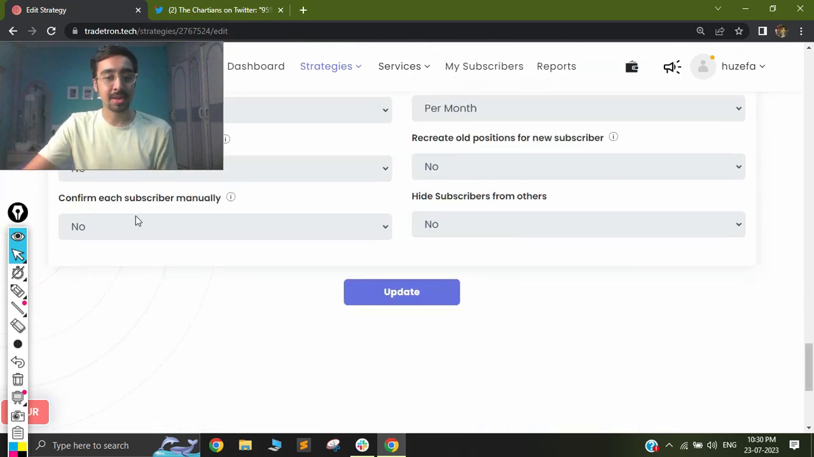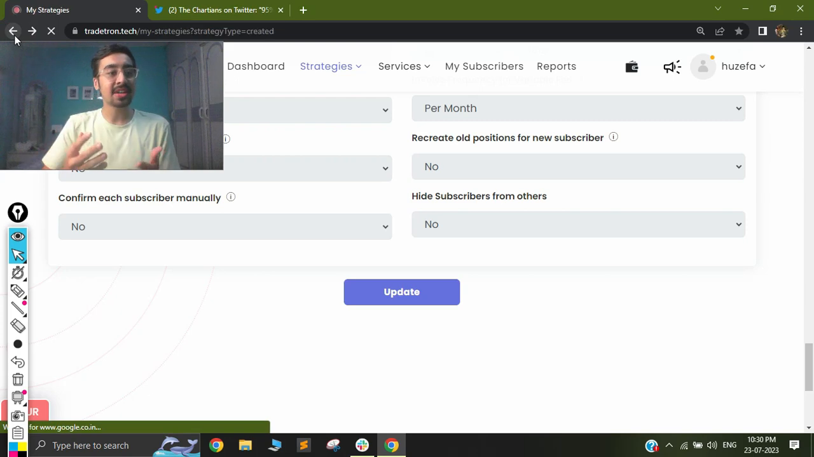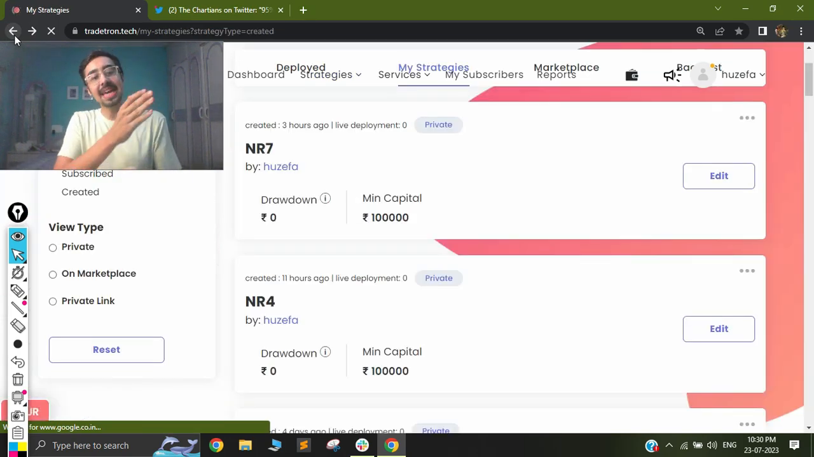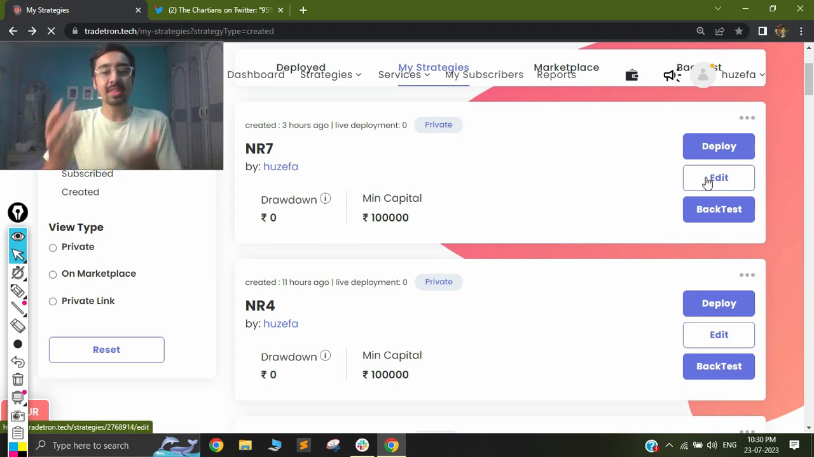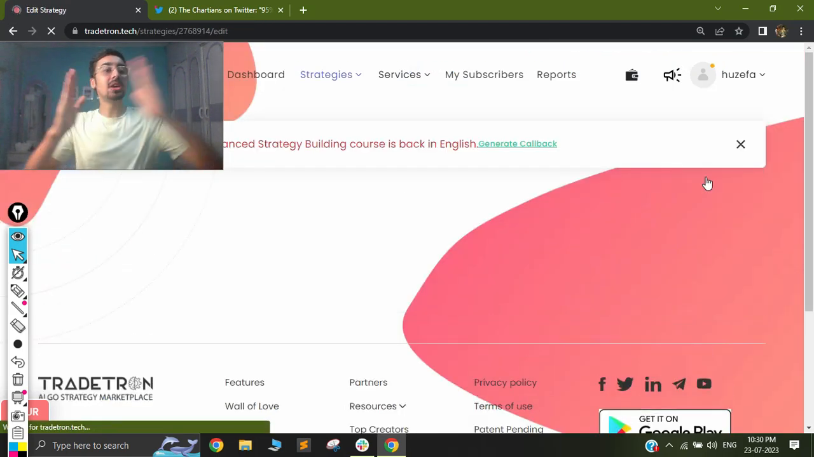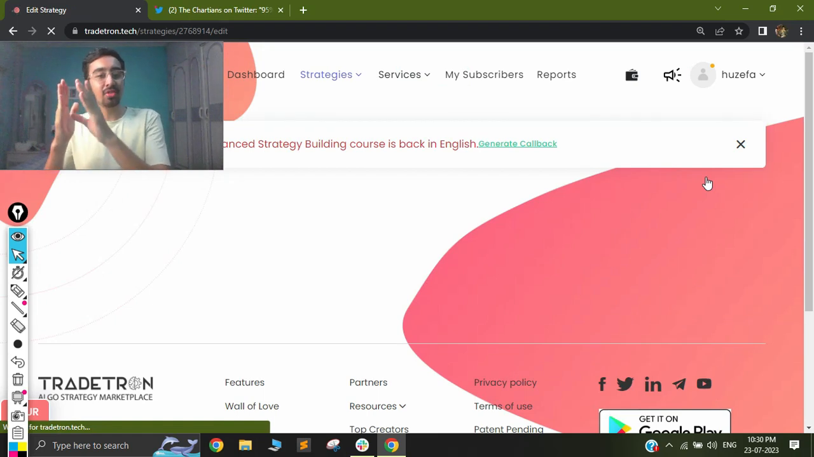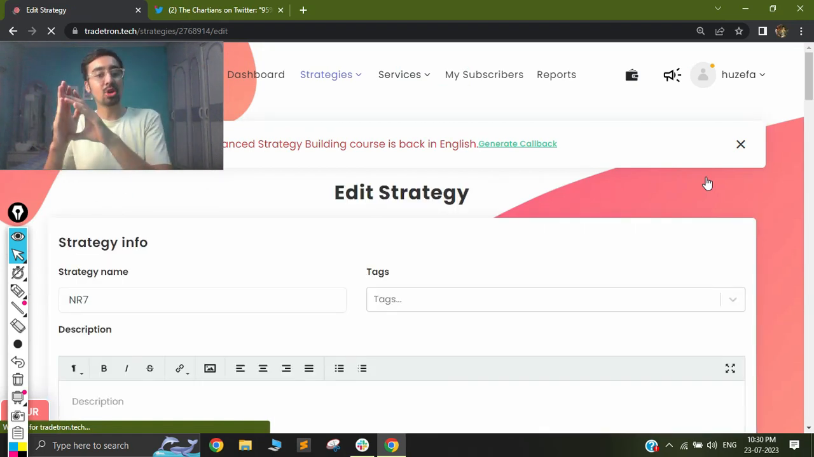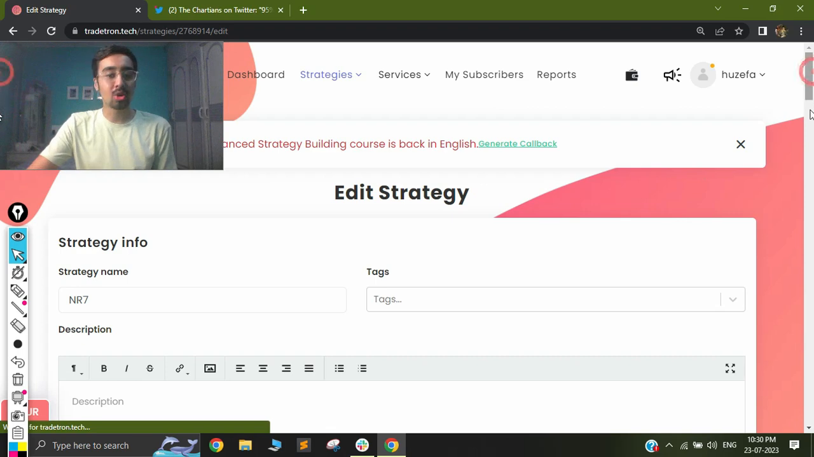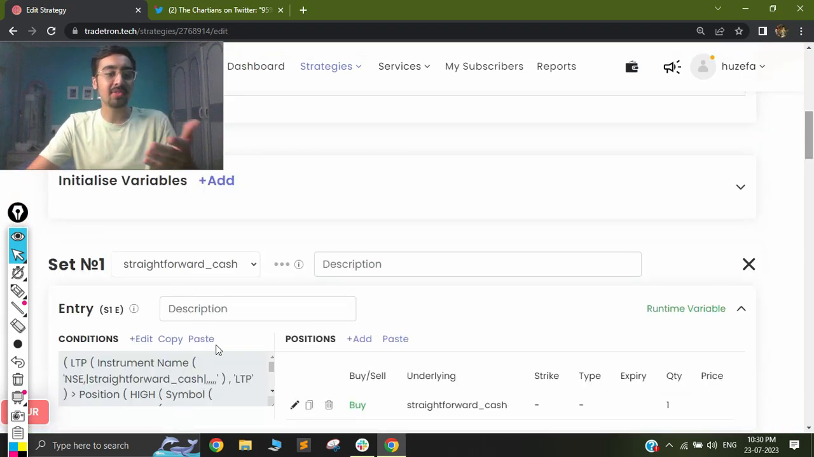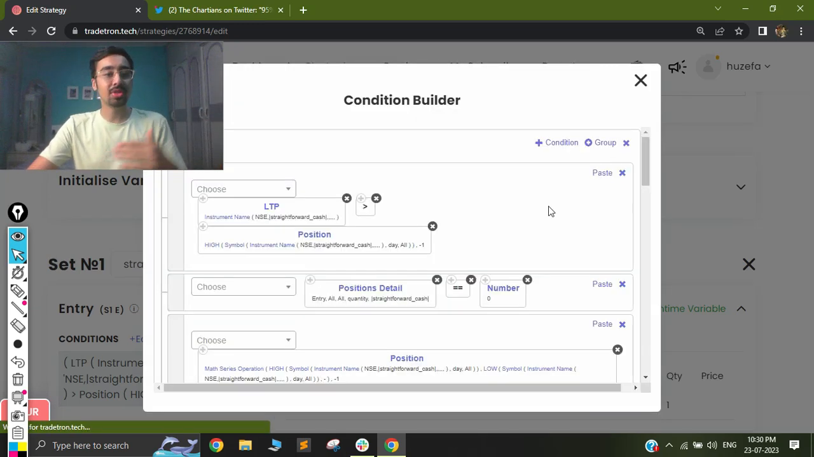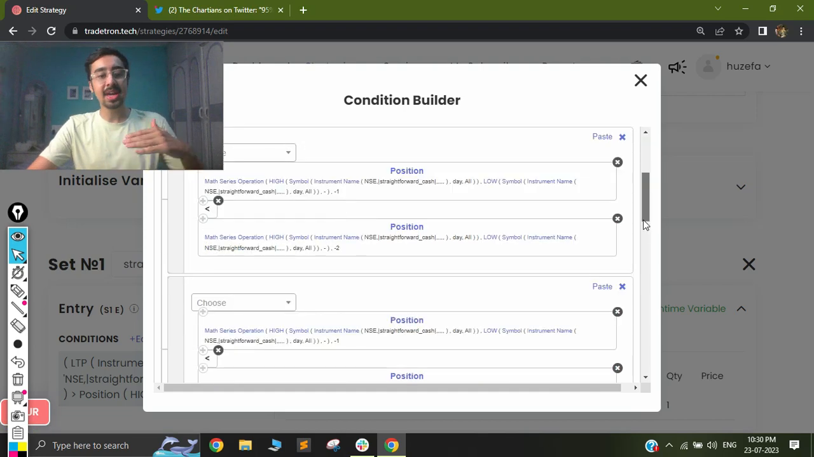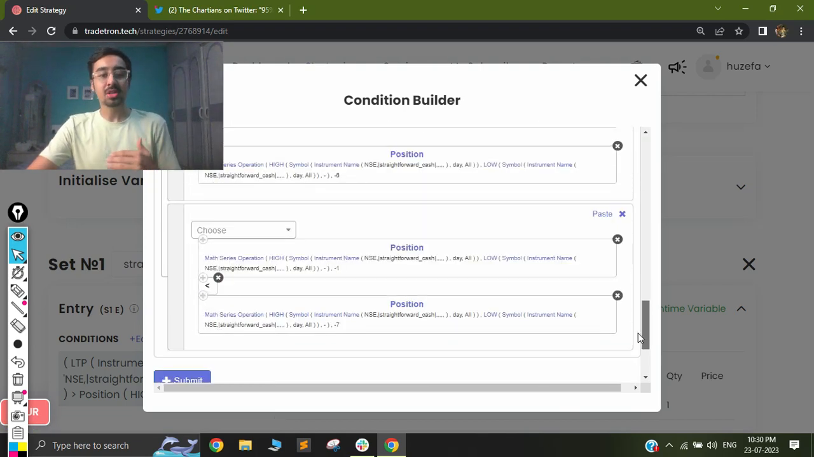Now I'll show you the NR7 strategy. As with the NR4, the exact same thing has been applied for my NR7. In NR7, I'm doing nothing else but looking at a bigger look back period. So instead of the 4 days, now I'm looking at 7 days of look back period. So in order to achieve that, you may have guessed that I am using position -1, -2, -3, -4, -5, -6, -7. So using that, I'm able to achieve my look back period of 7 days. So this is the only difference between the two strategies.